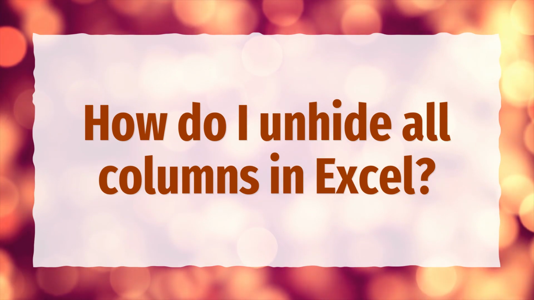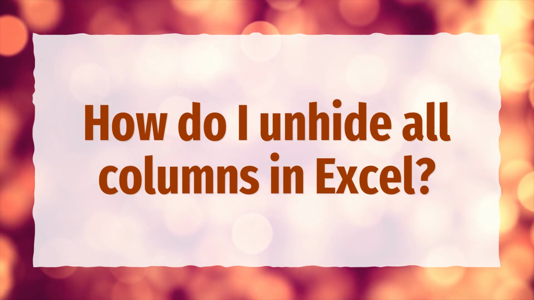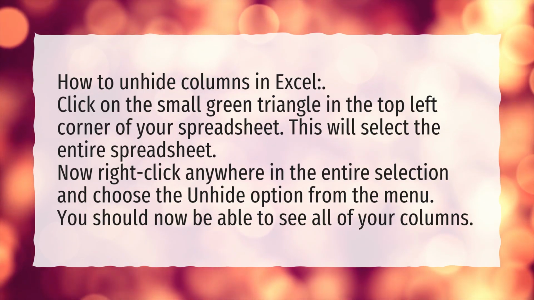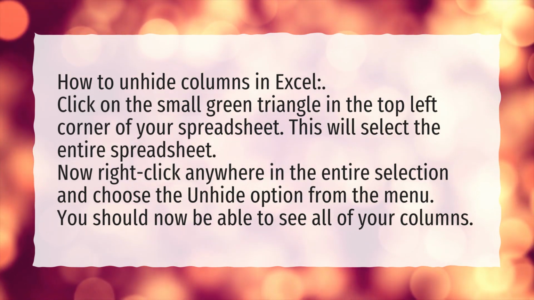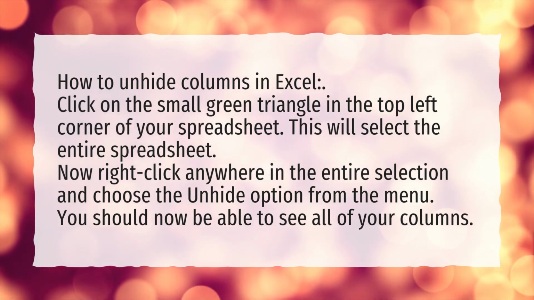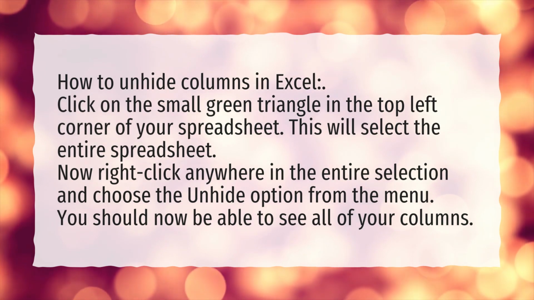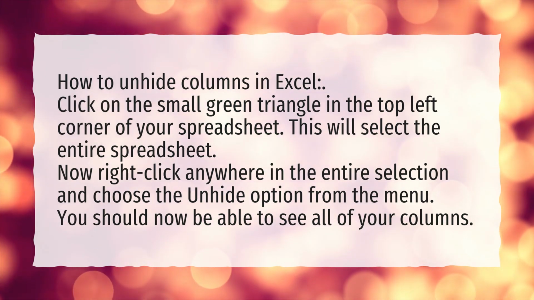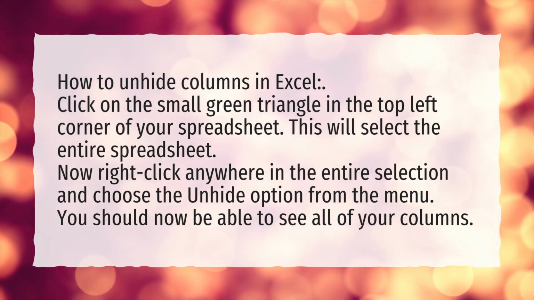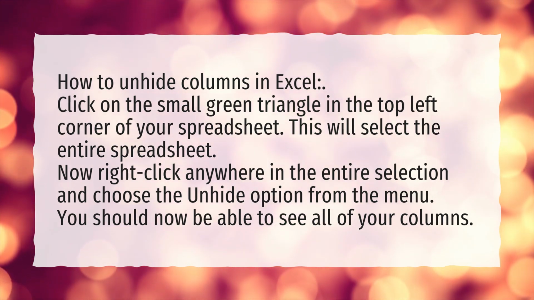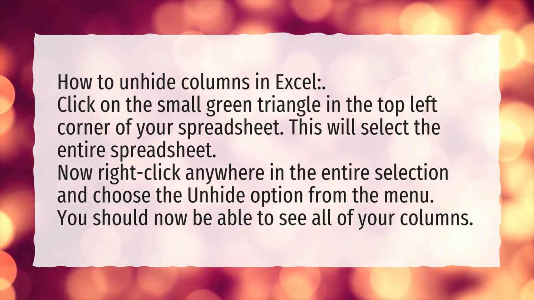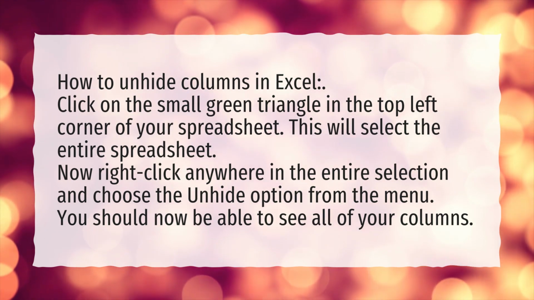How do I unhide all columns in Excel? How to unhide columns in Excel. Click on the small green triangle in the top left corner of your spreadsheet. This will select the entire spreadsheet. Now right-click anywhere in the entire selection and choose the Unhide option from the menu. You should now be able to see all of your columns.